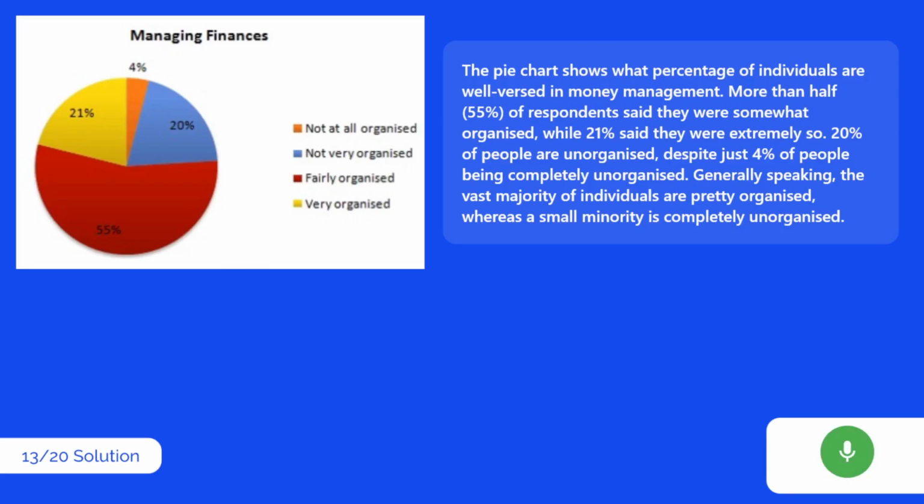The pie chart shows what percentage of individuals are well versed in money management. More than half, 55%, of respondents said they were somewhat organized, while 21% said they were extremely so. 20% of people are unorganized, despite just 4% of people being completely unorganized. Generally speaking, the vast majority of individuals are pretty organized, whereas a small minority is completely unorganized.